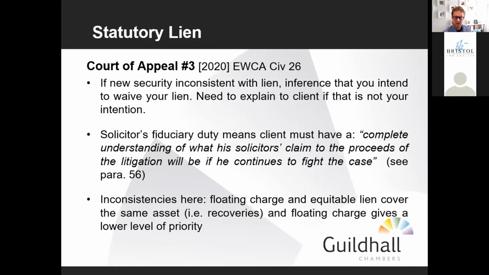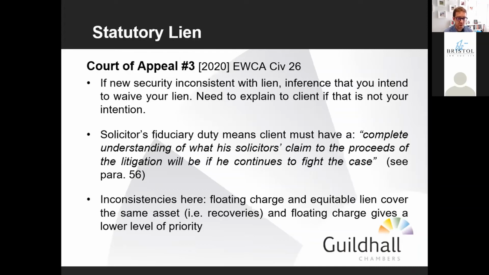You already, or would have under your equitable lien, a charge or the ability to seek a charge over the recoveries. There would be no point in you seeking a floating charge if you're intending to rely upon your equitable charge. Therefore, the inference to be drawn from the floating charge is that you're intending to give up your equitable interests or your equitable lien. Therefore, the floating charge is all that you can rely upon. So actually, by seeking to give themselves a greater degree of protection, Candy actually shot themselves in the foot and ended up with less protection than they would otherwise have had.